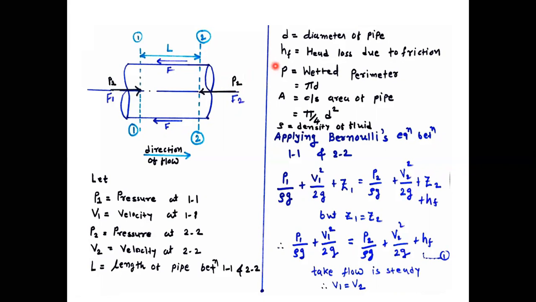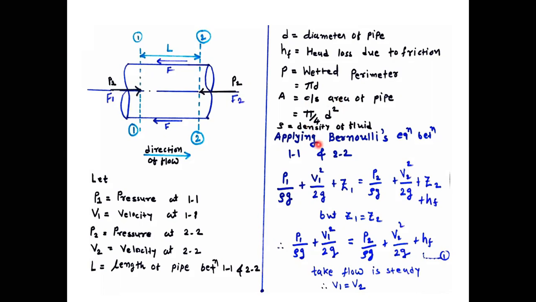Hf is the head loss between cross-section 1-1 and cross-section 2-2. P is the wetted perimeter. Here the flow is fully developed, so the wetted perimeter is pi into d, where small d is the diameter of pipe. You can see the cross-section area at section 1-1 and section 2-2 are the same, so the cross-section area of pipe is pi by 4 d square. Rho is the density of fluid.